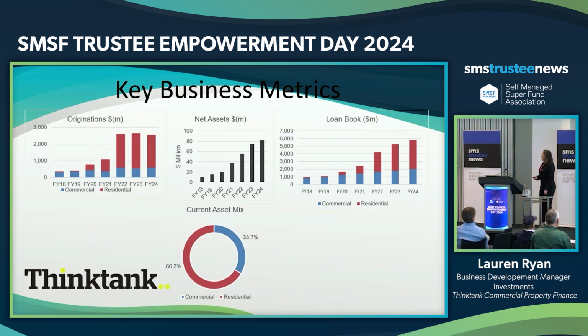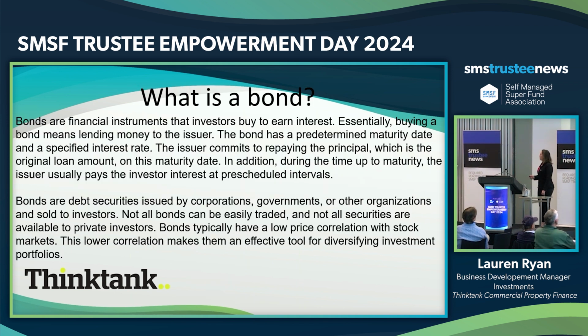Just a quick snapshot of who we are and how we've grown. When we started in 2006, it was predominantly commercial lending, and then from about 2018 onwards, we really ramped up into residential lending, and now the split of the portfolio is more residential than commercial. We do small ticket commercial, so that pie is a bit smaller, whereas in the residential space there's a lot more opportunity for growth, and that's been a big driver of our growth over the years.